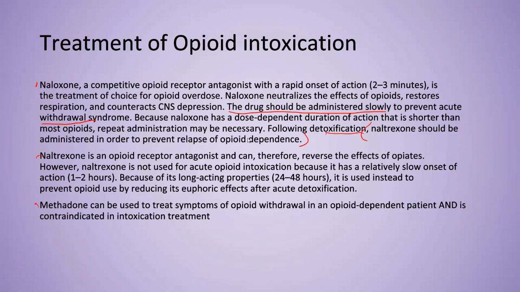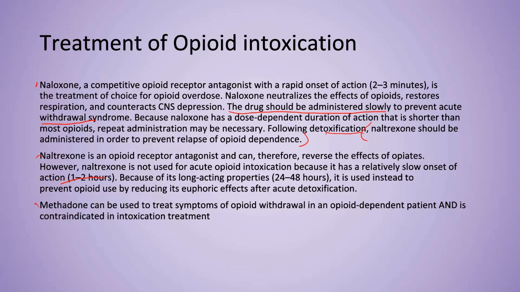So naltrexone is used for preventing relapse of opioid dependence. The immediate treatment will be naloxone to cause the CNS depression to go away, right? And then naltrexone is the receptor antagonist, which can reverse the effects of opioids, but it's not used for acute intoxication because it has a relatively slow onset of action, only 1 to 2 hours.